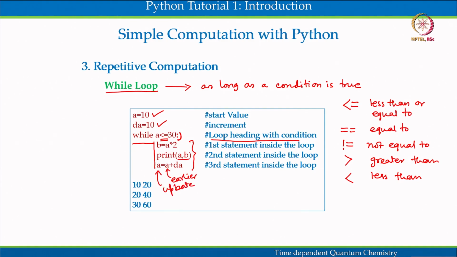and this updated value will be rechecked whether the condition is fulfilled or not. If the condition is true, then it is going to rerun the loop, and if the condition is false, then it will stop running it. So let's look at it in the laptop.